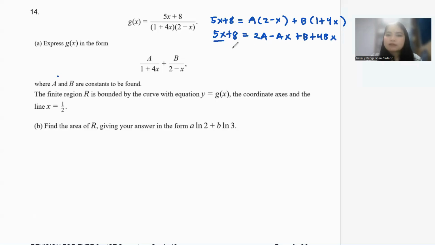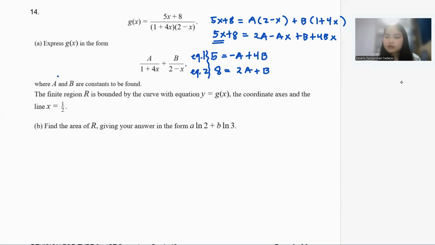So everything with my x is a total of 5. And then everything on the right side is negative a plus b plus 4b, so negative a plus 4b. That's equation 1. Now, for equation 2, your coefficient 8 is equivalent to all of your constants without x. So you have 2a plus b there.